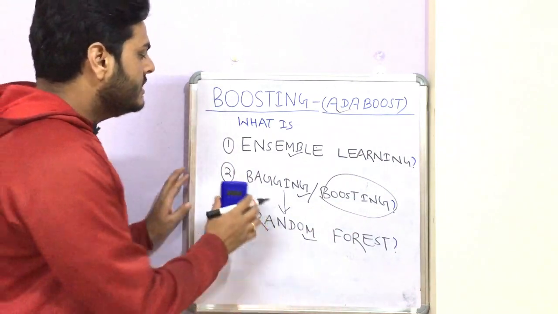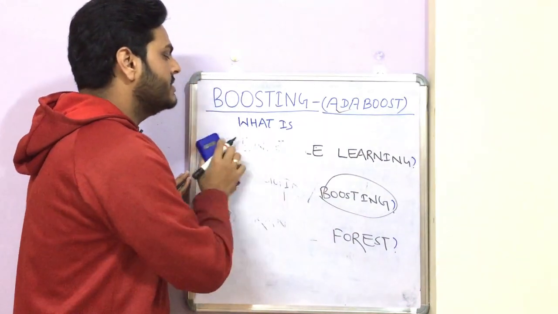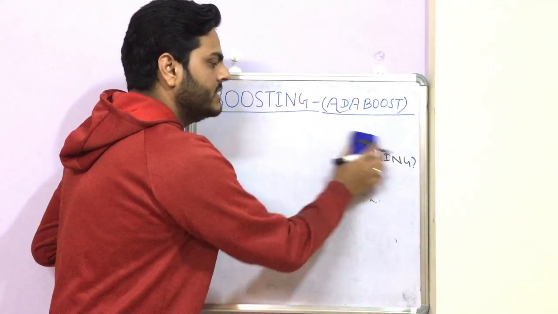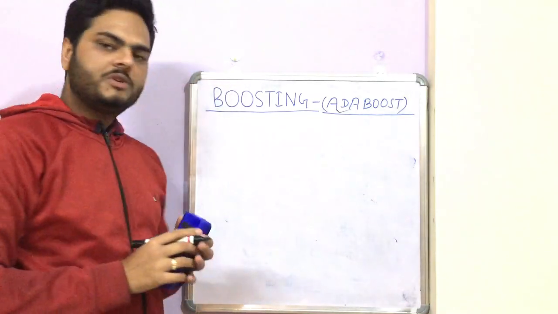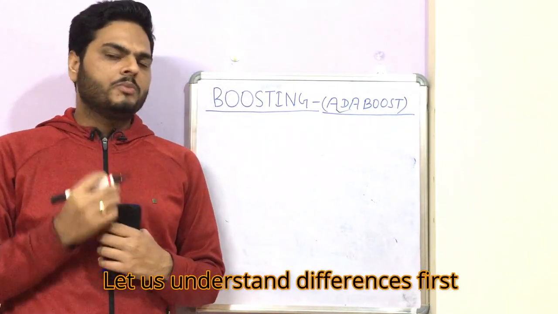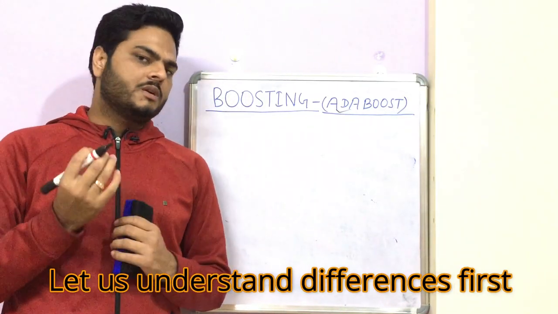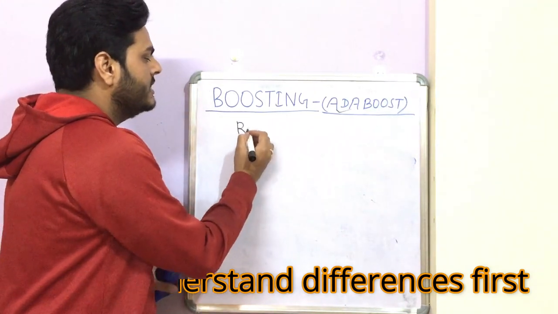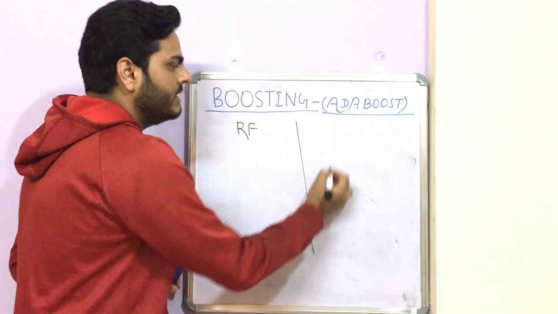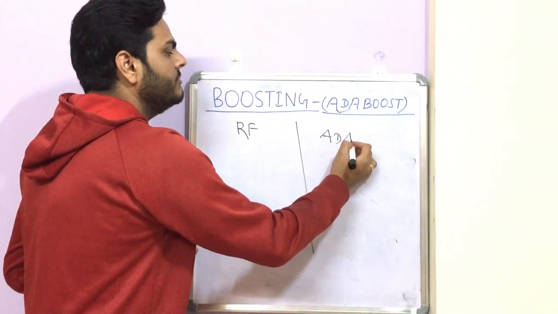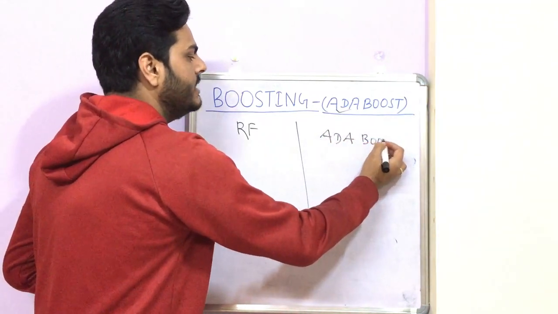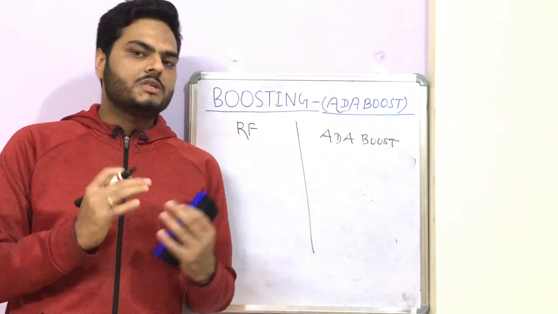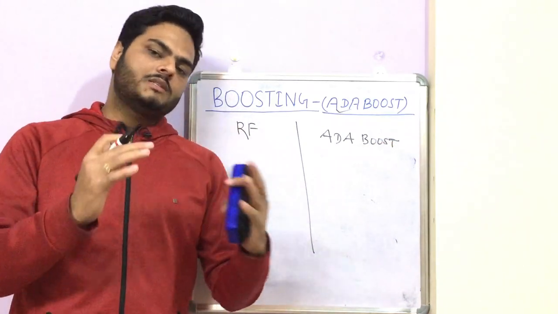So having said bagging and boosting and ensemble learning, the very first thing I want to cover here is the differences between bagging and boosting, or to be more specific, let's take one example from each set and I'll say the differences between random forest and AdaBoost. So random forest is a bagging technique and AdaBoost is a boosting technique. Both of these come under the family of ensemble learning.